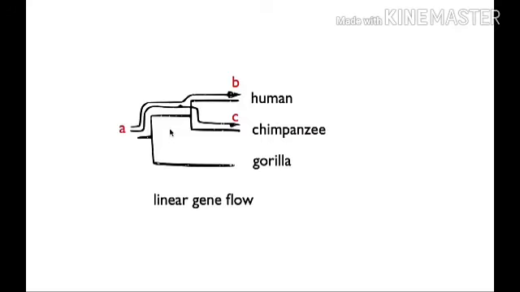Phylogenies show the linear gene flow. So if we have the gene A in the ancestry of the human, chimpanzee and gorilla, we might say that over time the gene has mutated and the resulting genes we're left with are B and C. And we say this is the linear gene flow from the ancestor down to the descendant species we're looking at.